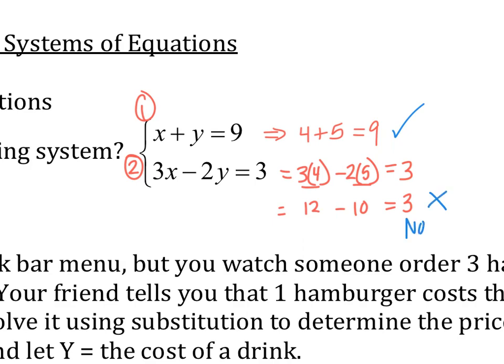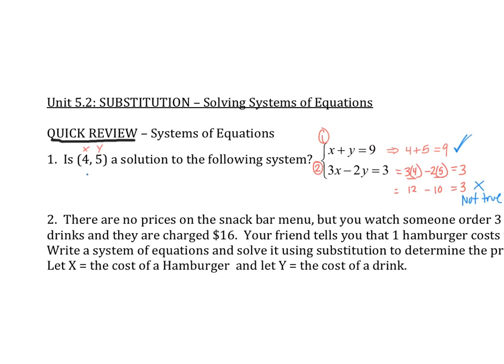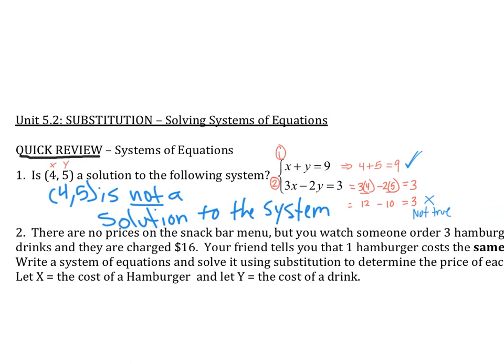This is not true. So what does that mean? What does all that information mean? It's true for the first equation, but not true for the second equation. That means that 4 comma 5 is not a solution to the system. So a solution to a system is when a coordinate point satisfies both equations.